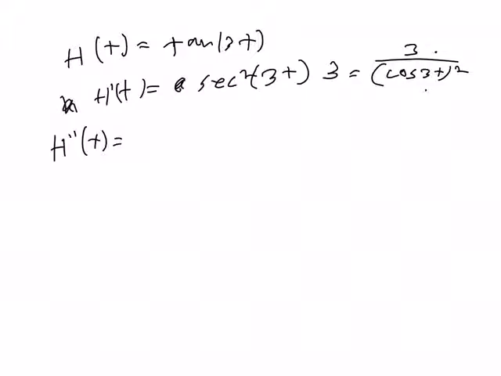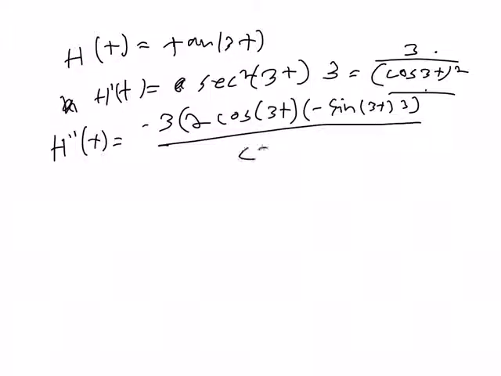this times the derivative of that, which is 0, so we're going to have negative 3 times the derivative of the bottom thing, which is 2 times cosine 3t, all of that, times negative sine 3t times 3, all over cosine 3t to the 4th power, and we can say 3rd power and get rid of that. Okay, so that was problem 49.